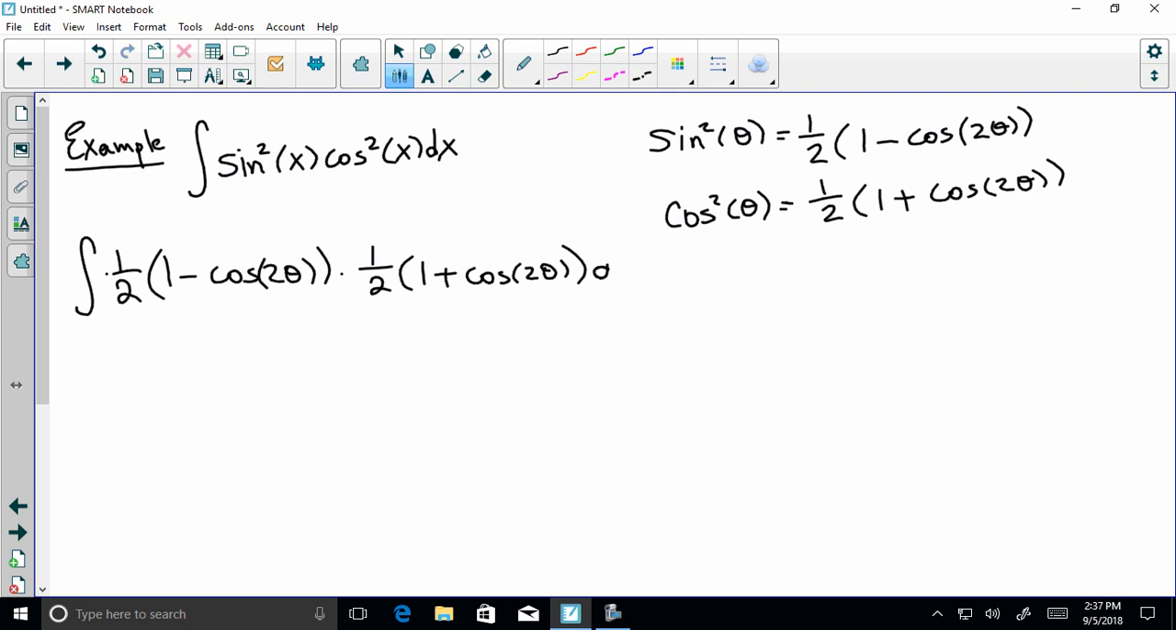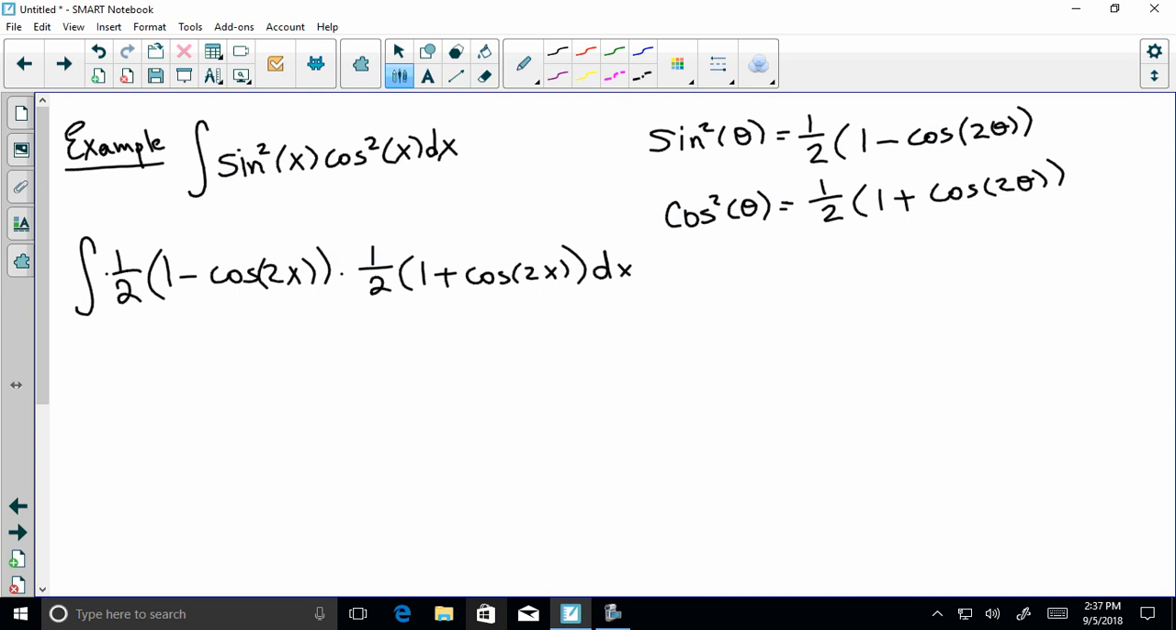We use 2x, thank you, because we have x, right? I just changed everything to theta, didn't I? It would still be equivalent, but let's just keep it in x. Thank you very much. All right?